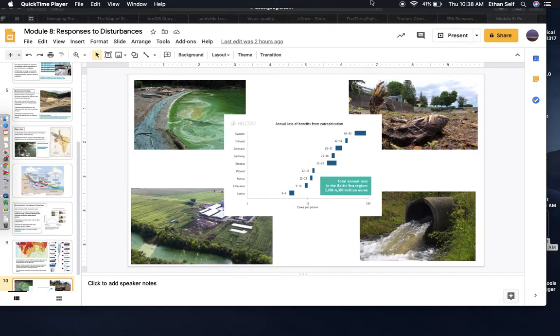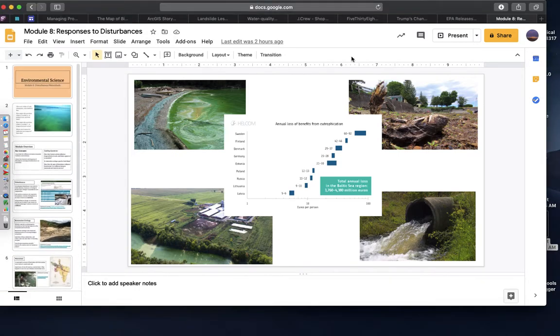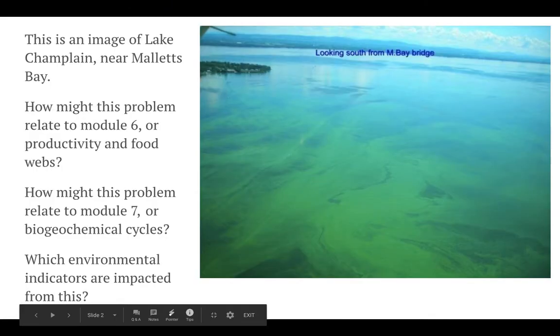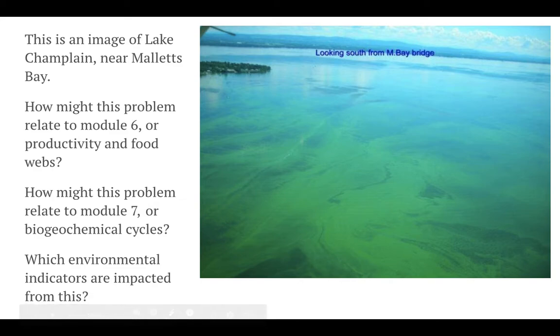Welcome to Module 8, which is all about disturbances in watersheds. So we're going to begin our module talking about this image of Lake Champlain and the cyanobacteria bloom that we can see within this huge body of water.